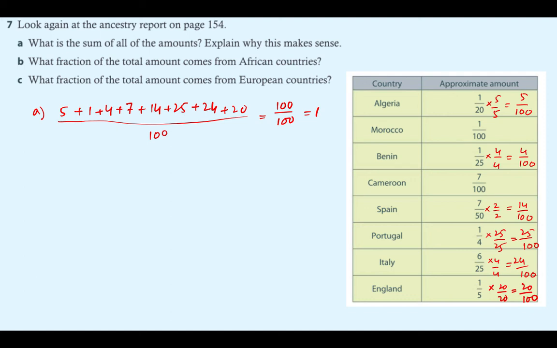B, what fraction of the total amount comes from the African countries? So the first 4 are the African countries, so you just need to add the percentages. 5 plus 1 plus 4 plus 7 out of 100, so that is 17%. 17 out of 100, because it says fraction, not percentage. For part C, from the European, the remaining are from European. So instead of adding all these, we can say that this is 83 out of 100, because the sum is 100, so if 17 is there, the remaining is 83%.